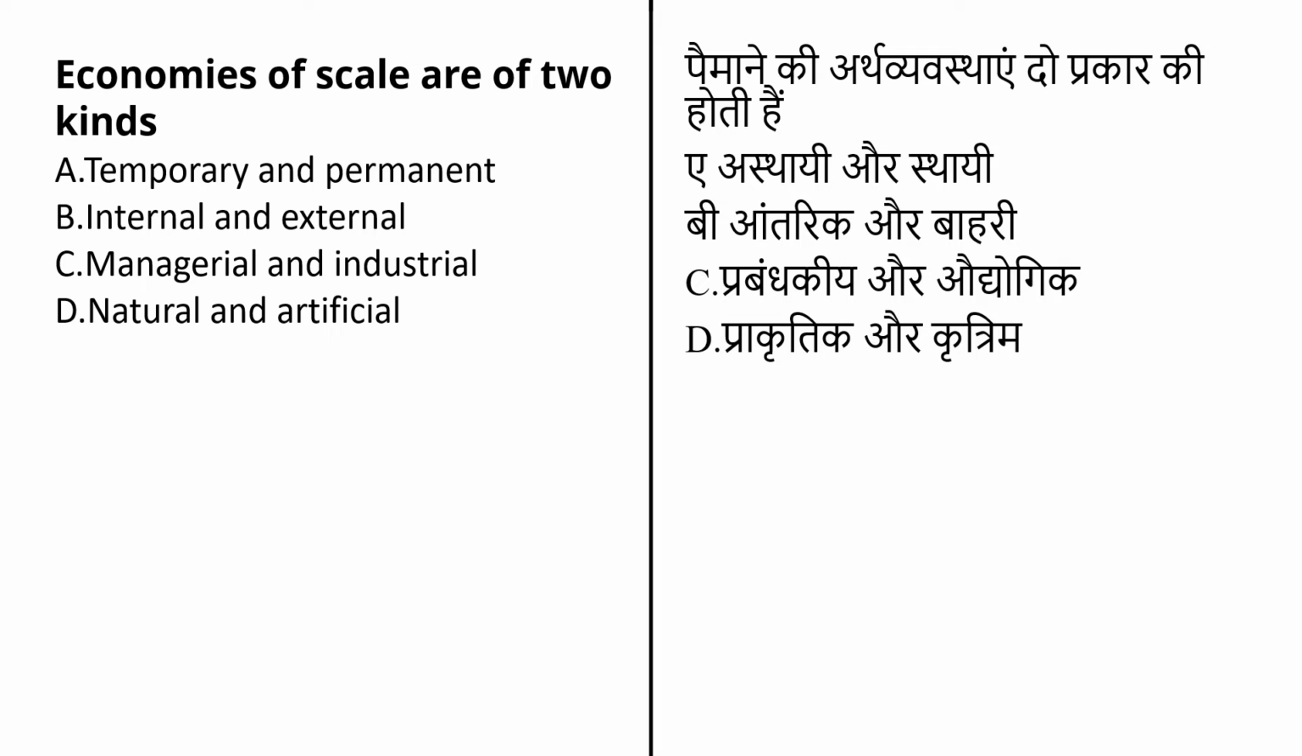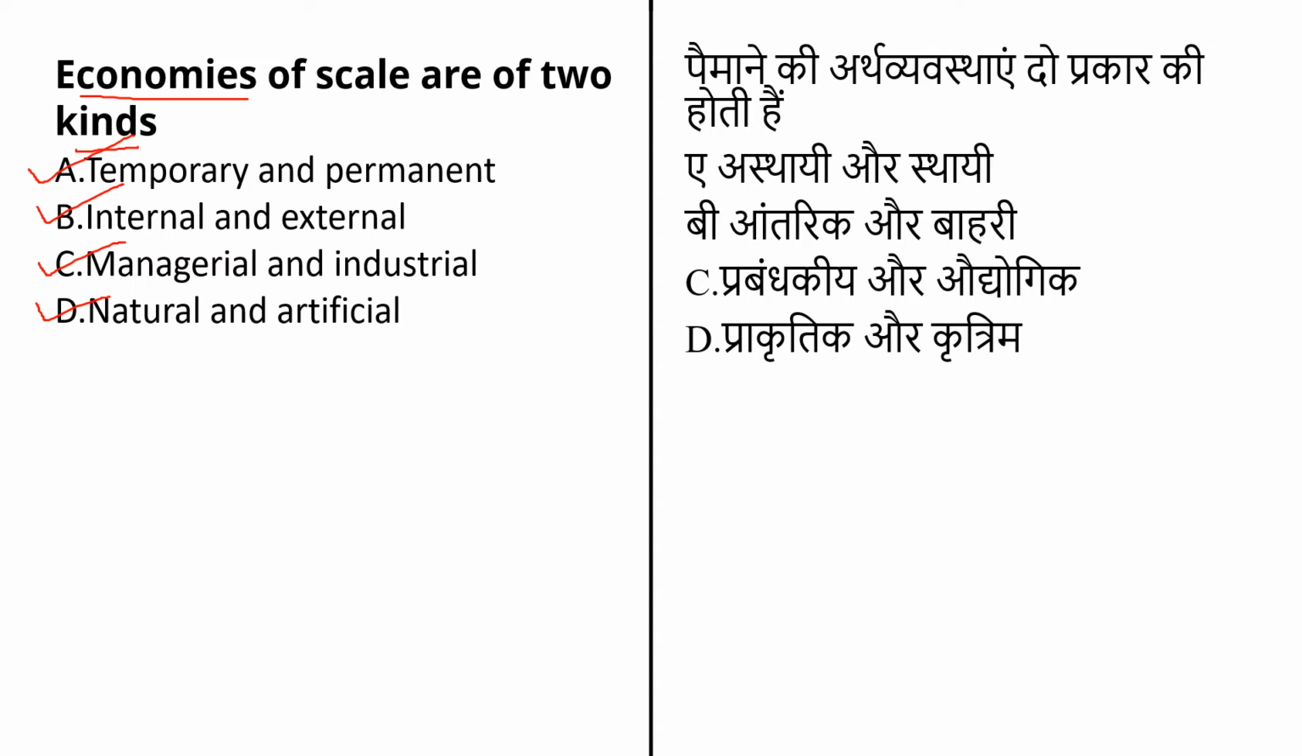The next question here is, economies of scale are of two kinds. Okay. इस क्वेश्चन में आपको पूछा गया है इकोनॉमी ऑफ स्केल के बारे में, and the options given are temporary and permanent, second option is internal and external, third option is marginal and industrial, and last option is natural and artificial. To answer this question you should know about economies of scale.